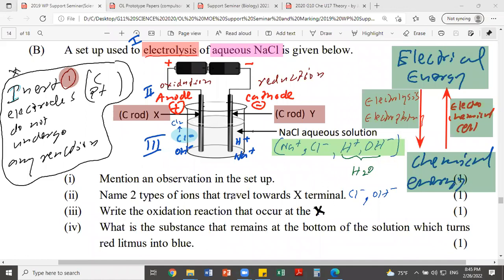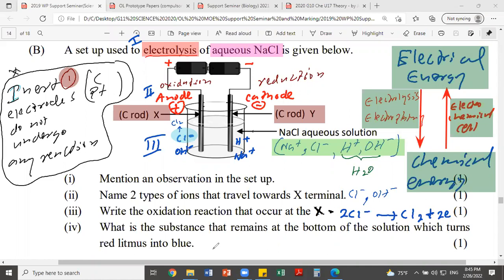Or else they have to make it the reduction reaction. Okay, I'll write both. Don't worry. Oxidation reaction happens at the anode, not at Y. Right here, 2Cl minus. Look at the screen, everyone. Please make the correction. Either you have to make this X or you have to change the word oxidation to reduction. One of those you have to change here. So the answer will be 2Cl minus becomes Cl2 plus 2 electrons. This is the oxidation reaction.